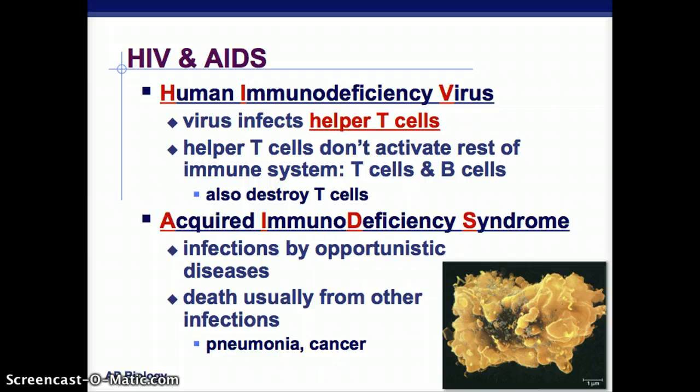Then you end up with acquired immunodeficiency syndrome, which is when you end up with many infections by opportunistic diseases because the helper T cells aren't signaling things to come kill them. And so death usually occurs from other infections, not from the fact that the person has HIV, but that they gain other infections and are unable to fight them off, such as pneumonia or cancer.